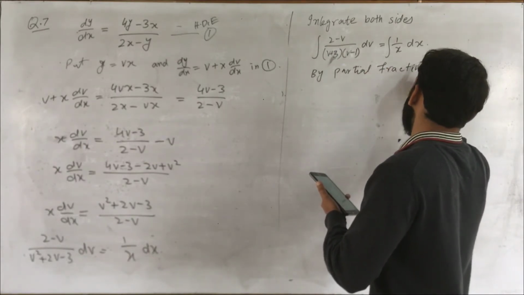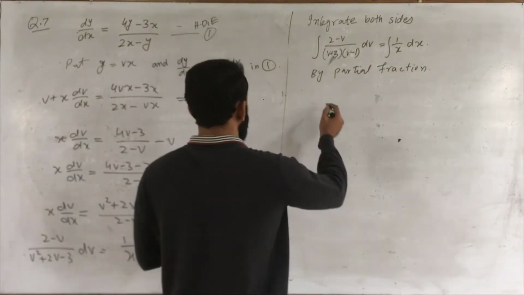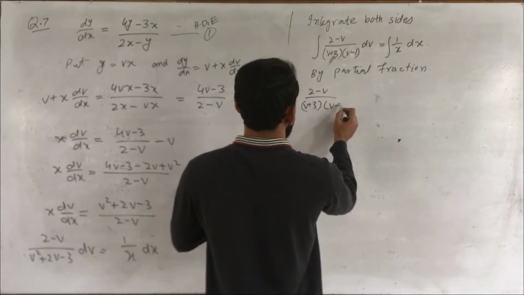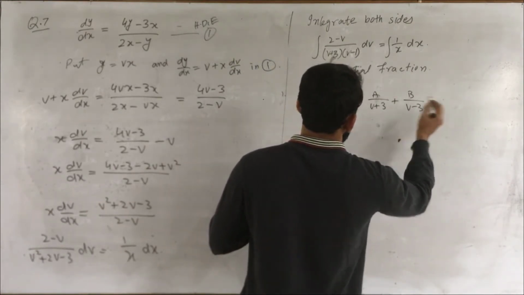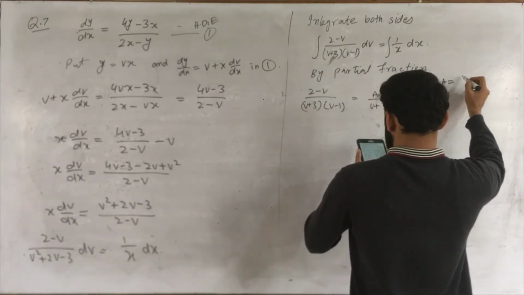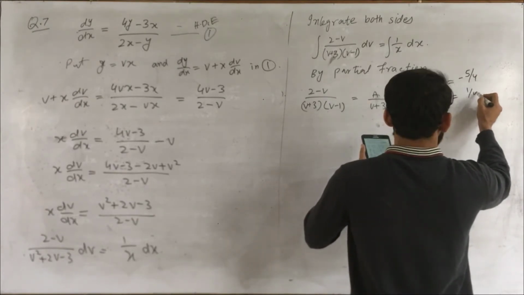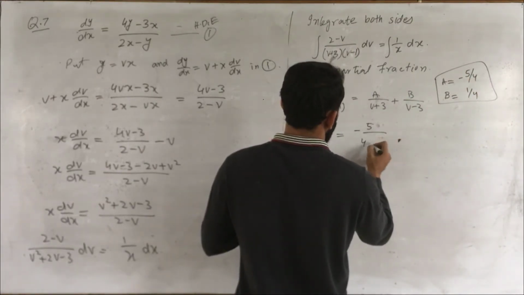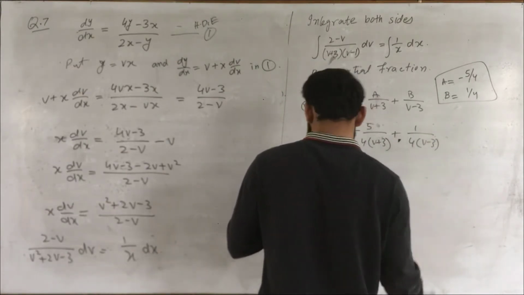I am not doing the whole partial fraction, but I am giving you the values of the constants which we use in the partial fraction, which is (2 minus v) divided by (v plus 3)(v minus 1) is equal to a over (v plus 3) plus b over (v minus 1). After solving this, we got the values of a and b: a is equal to minus 5 over 4 and b is equal to 1 over 4. When we put these values, we got minus 5 over 4 into (v plus 3) plus 1 over 4 into (v minus 1).